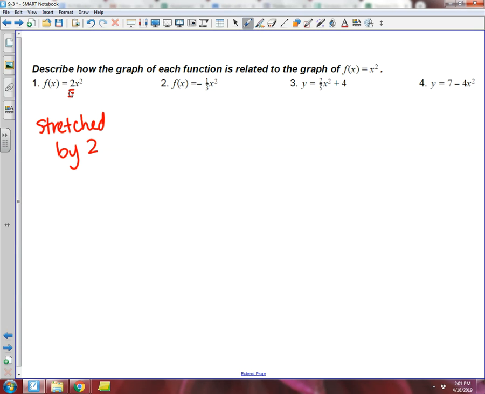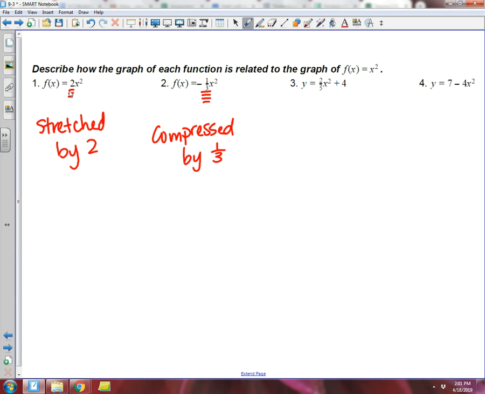What happened in number 2? How do you know that? Okay, does everybody see the 1/3? Does everybody agree that 1/3 is less than 1? Okay, so that means it's going to be compressed. By how many? By 1/3. Whatever that number is.